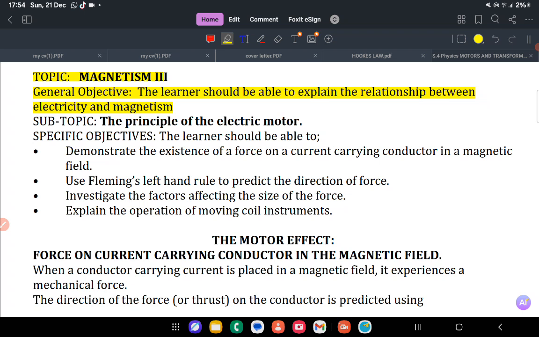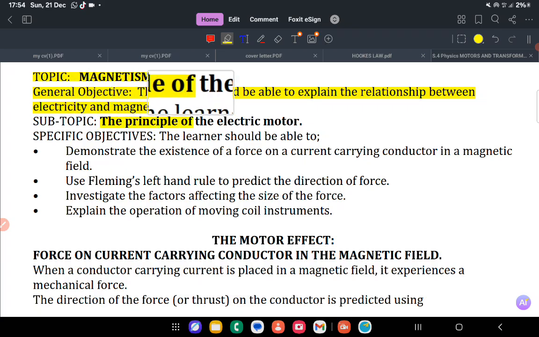We shall dwell on a number of issues. We'll look at the principle of the electric motor, the working of the electric motor, the DC motor. We'll discuss the motor effect. We are going to discuss quite a number of aspects of electricity and magnetism.